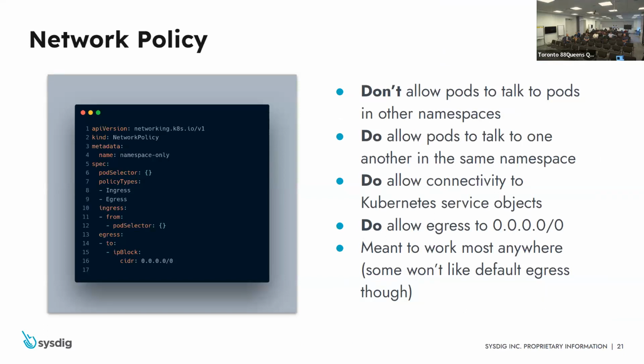And then this is an example of a network policy. You probably can't read it all the way back there, but here's a network policy. Basically what it says is don't allow pods to talk to other pods in other namespaces. Do allow pods to talk to one another in the same namespace. You're still going to have access to Kubernetes services. Do allow egress outbound to the internet. Maybe your company doesn't want that, but this would still work in most environments, right? It's meant to work anywhere.